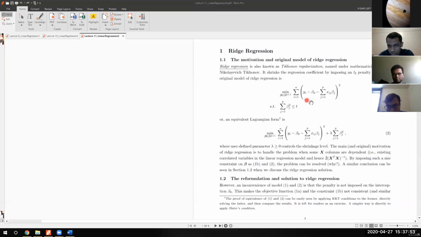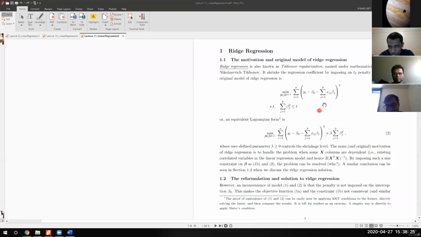The reason I said equivalent is because if you write the optimality condition of this one, and then you write the KKT condition of this one, and you compare these two, you're going to have a 1-to-1 mapping between the t and the lambda, and hence they're equivalent. Of course, an easier way to save your life is to say, okay, Slater's condition, done.